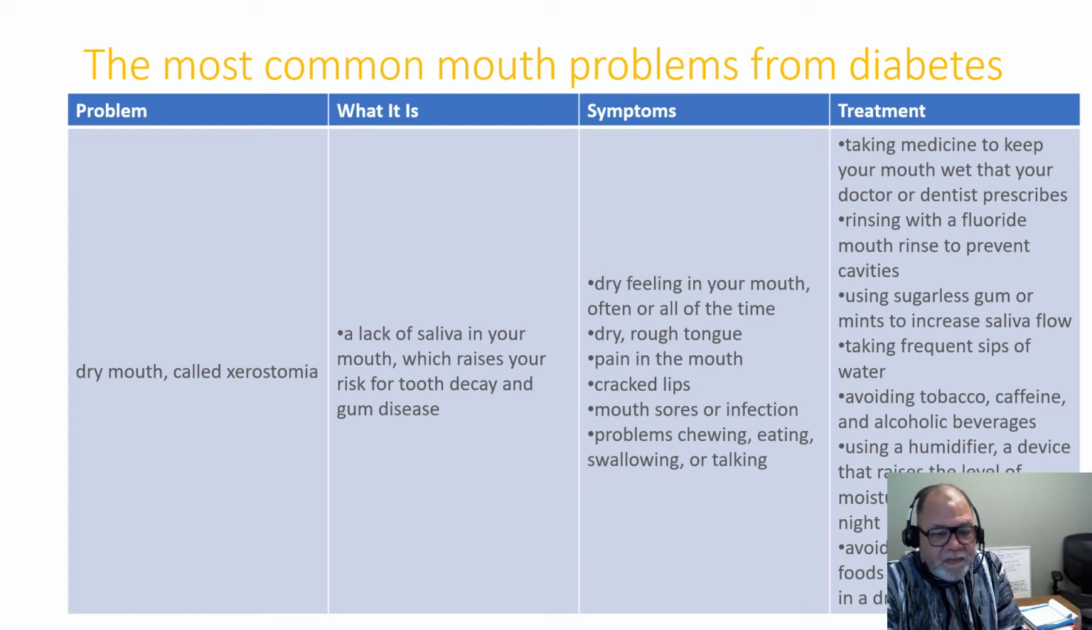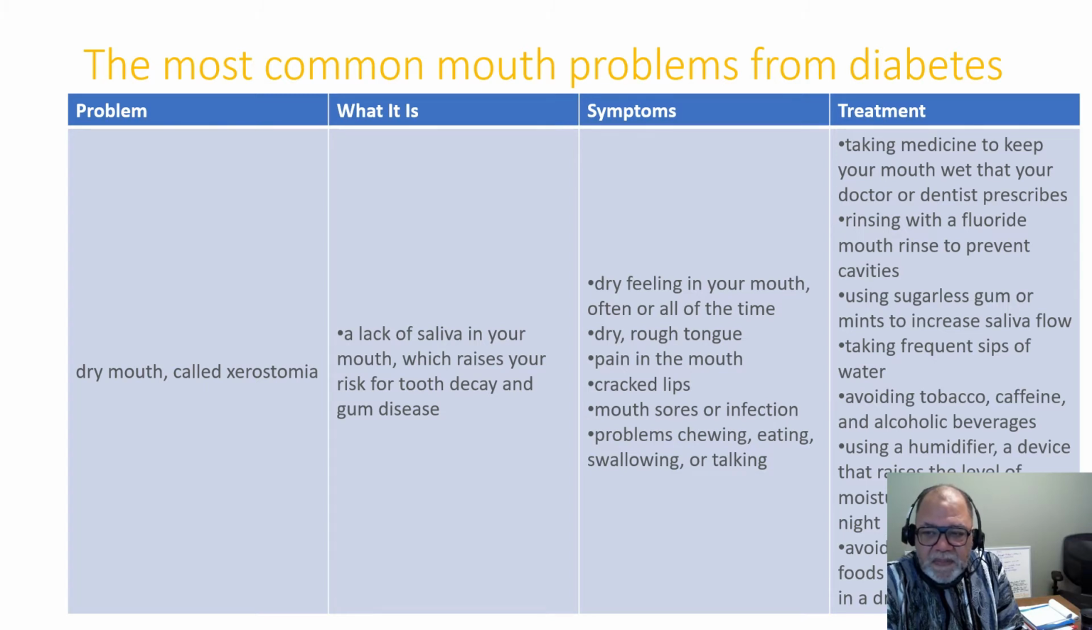Dry mouth, sometimes called xerostomia, is a lack of saliva in your mouth or a lack of the quality of saliva in your mouth that raises your risk for tooth decay and gum disease. The symptoms would be a dry feeling in your mouth often or all the time, dry, rough tongue, pain in the mouth, cracked lips, mouth sores or infections, problems chewing, eating, swallowing, or talking.